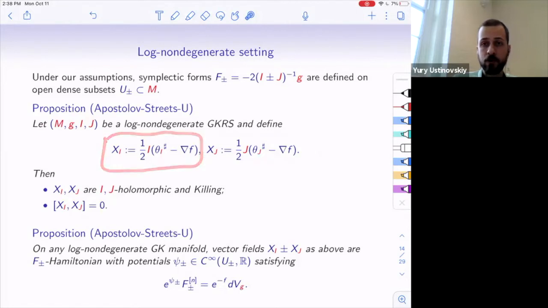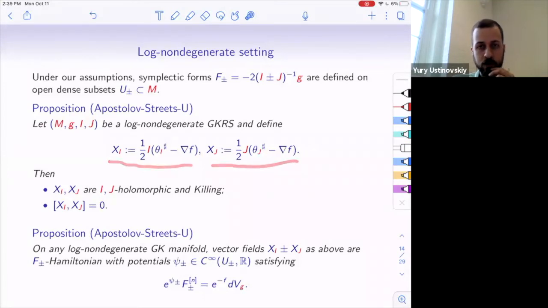It happens that these two vector fields, yet again, as a formal consequence of the soliton equation, are both Kähler, they are I and j holomorphic, and they commute with each other. So there is actually a lot of structure immediately implied by the soliton equations. And if you drop the soliton equation but still consider these two special vector fields, what you can observe is that their sum and their difference are respectively f plus or f minus Hamiltonian, with smooth potentials defined on this open set, u plus and u minus.